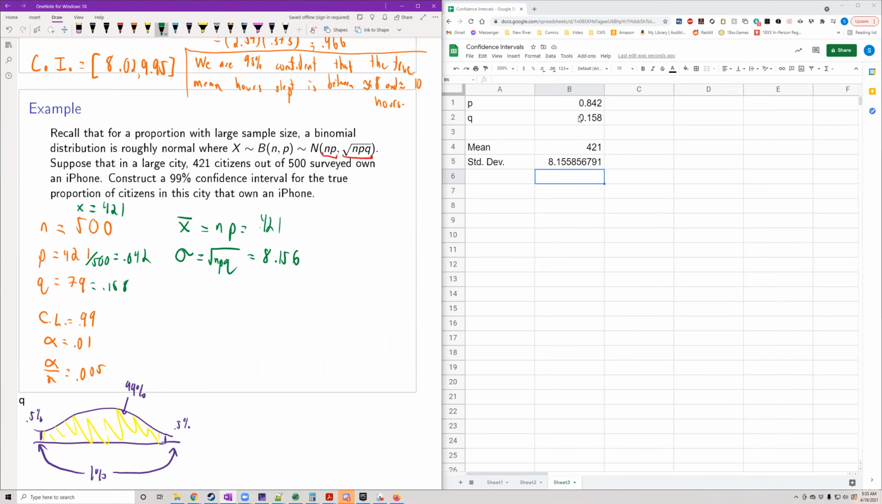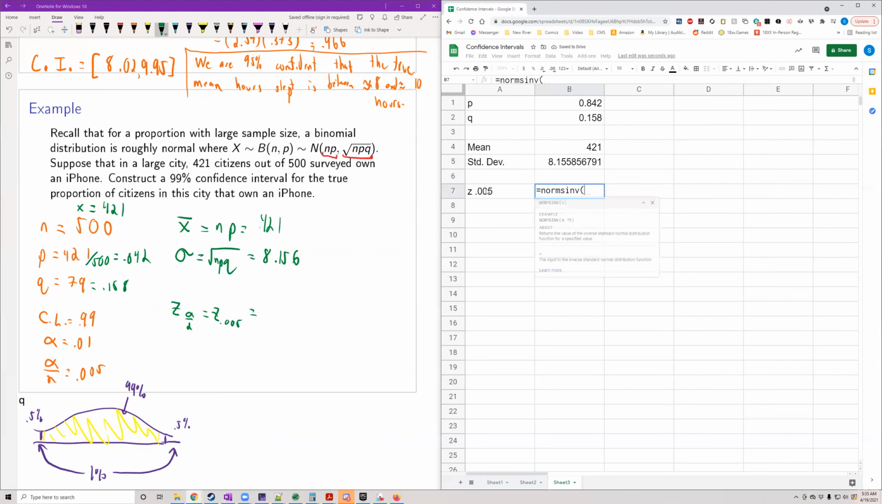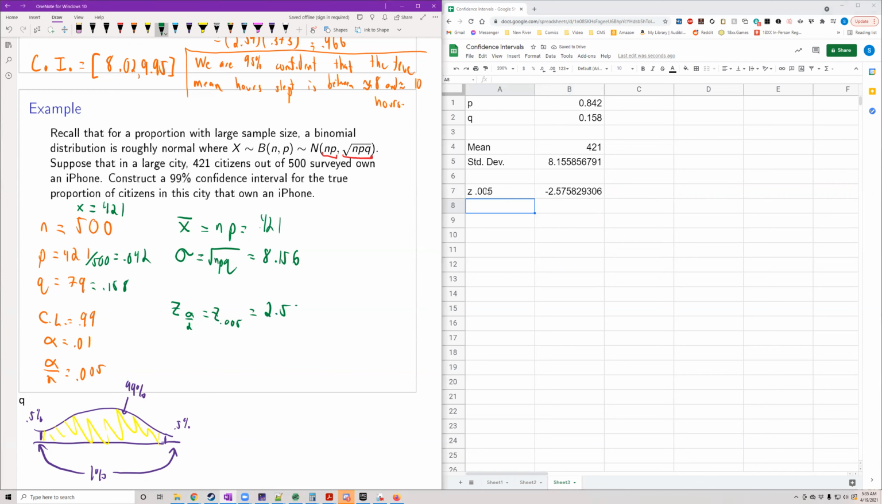Next, we can go ahead and perform the z-test, or the confidence interval with z-scores. We'll need a z of alpha over 2. So that's a z of 0.005. We'll plug that in. Z of 0.005. We need norm.inv of 0.005. And remember, we'll just record the positive version, 2.576. I'm even going to put in a negative up front because we want to turn it positive.